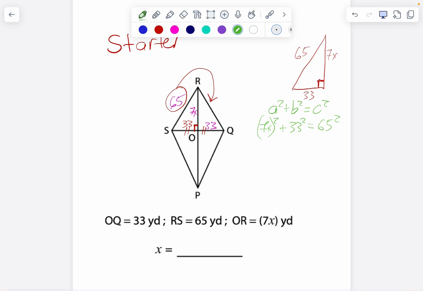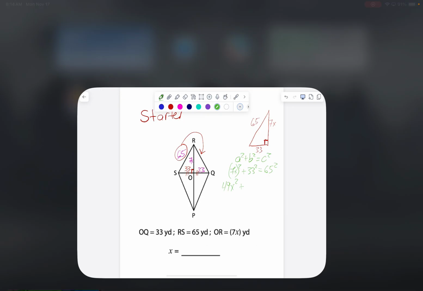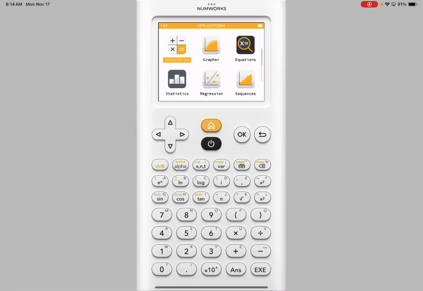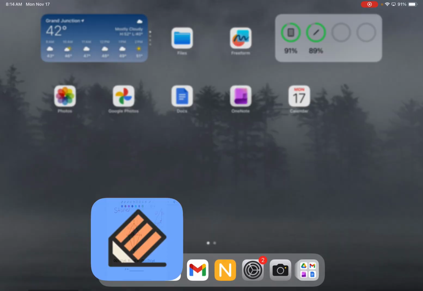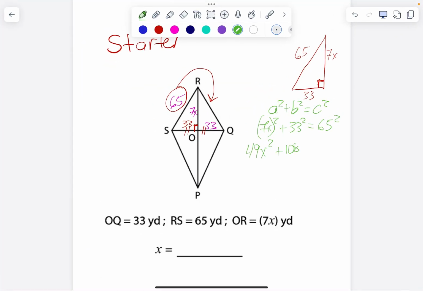And these are kind of big numbers. 7 squared is 49, and then we get x squared. 33, I don't know those. 33 squared, 65 squared. So 1,089 and 4225.